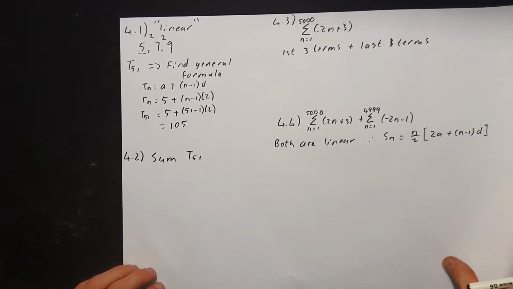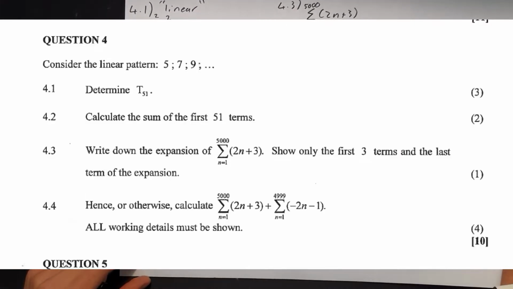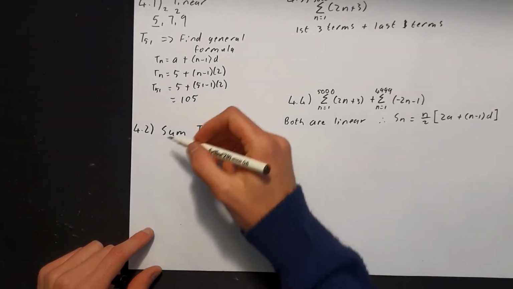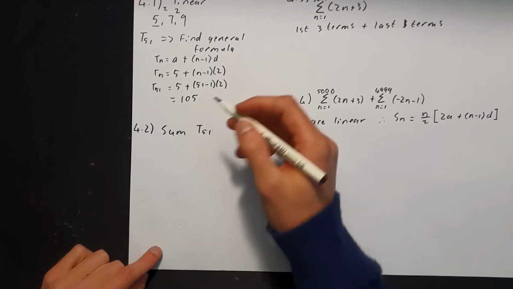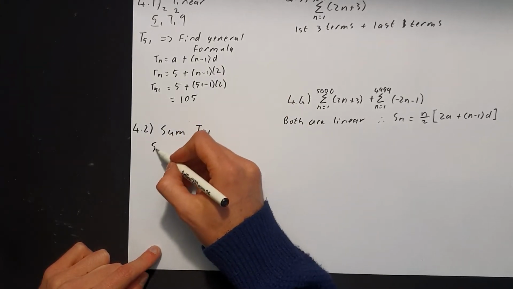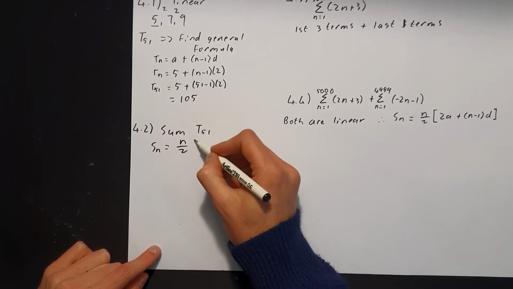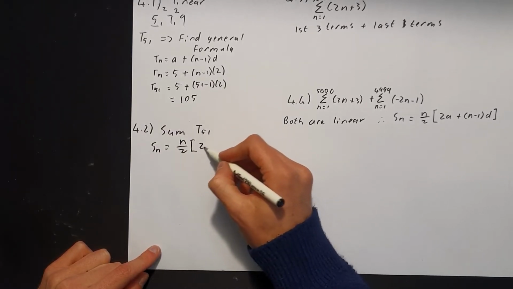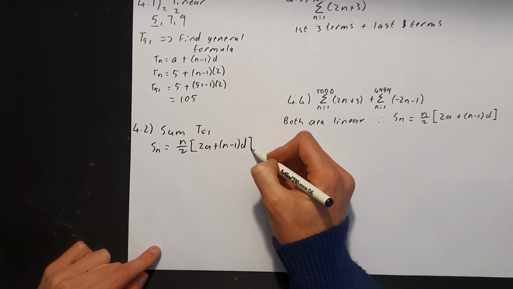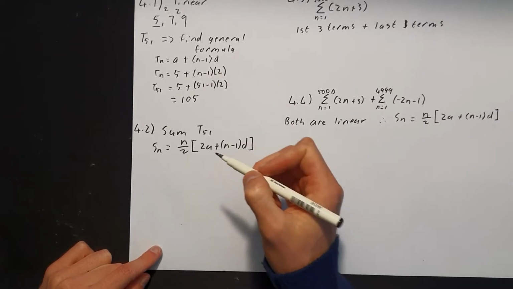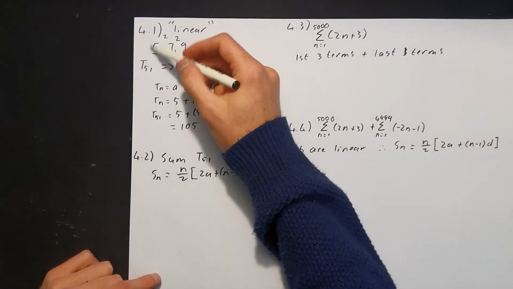Now let's have a look at 4.2. It says calculate the sum of the first 51 terms. The formula we're going to be using is the sum to n formula, which says we have n over 2, open brackets, 2a plus (n minus 1) times our common difference. So now we just substitute everything in. Remember, a is equal to 5, which is the first number in our sequence.